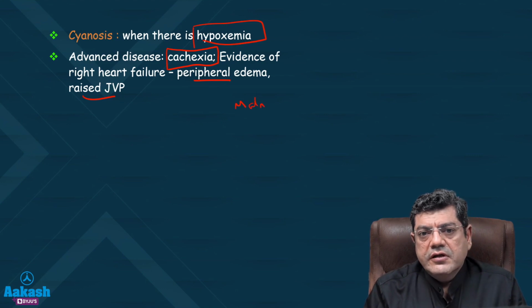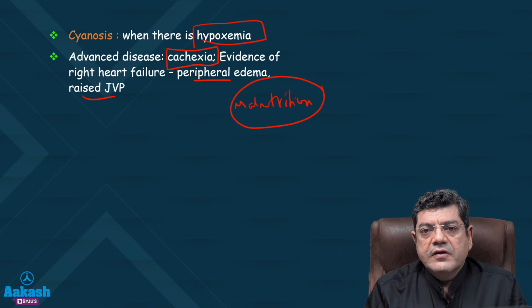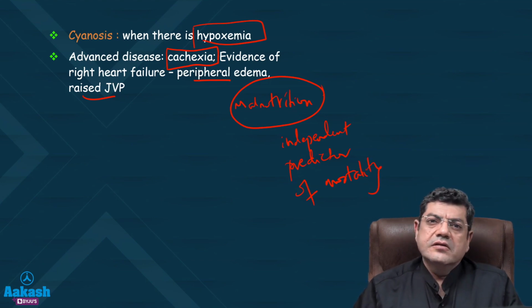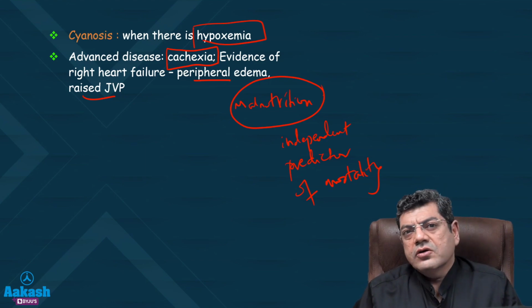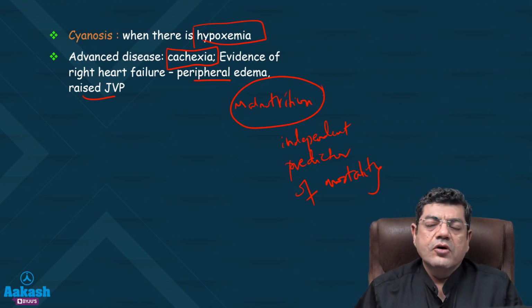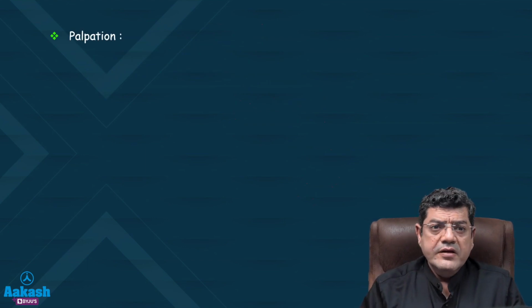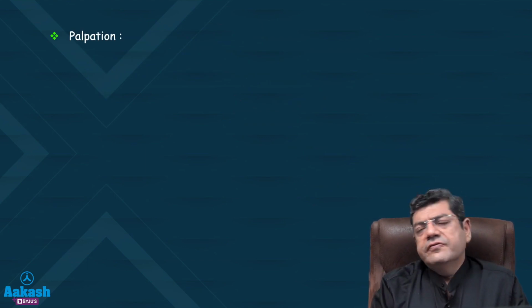Malnutrition is a very important aspect of COPD. Why? Because it is an independent predictor of mortality in these patients. And it's because of the catabolic state, which in turn is because of the chronic, ongoing inflammation in the lungs.